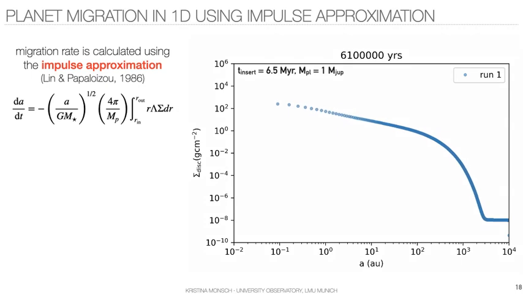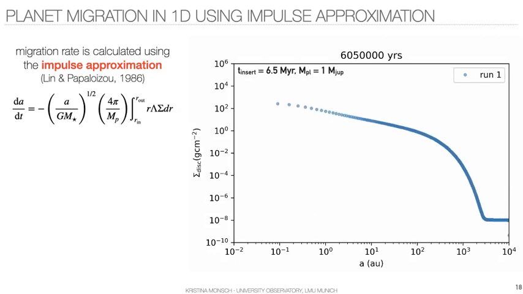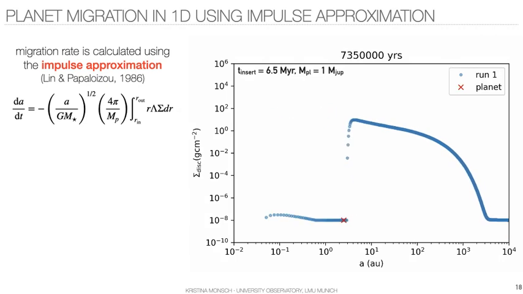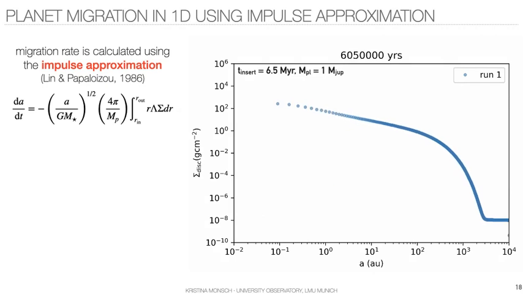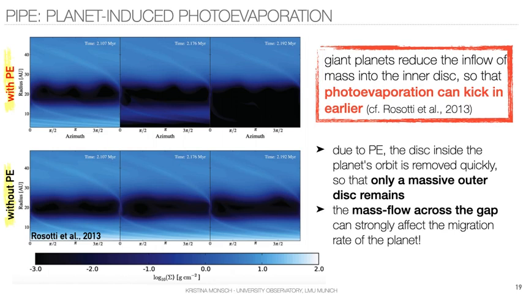So the planets in our population synthesis migrate following the impulse approximation, which is basically described by this equation that you can see here. And for some cases, we found a strong inward migration of the planets that were pushed inwards by a very massive outer disk, while no inner disk was present anymore. And such systems can be explained by the so-called pipe effect, which means planet induced photoevaporation. So giant planets that are massive enough to open a gap will reduce the inflow of mass from the outer to the inner disk, and therefore photoevaporation can kick in earlier as would be theoretically expected.